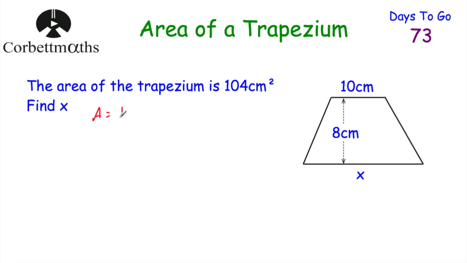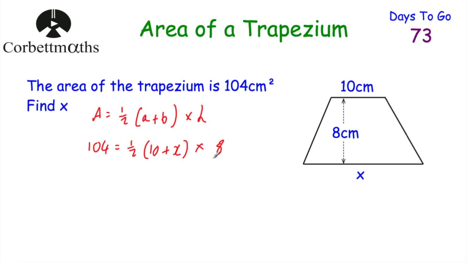The area is equal to half, brackets a plus b, close brackets, multiplied by the height. Let's substitute in what we know. The area is 104 equals a half, then in brackets a plus b, they're the two parallel sides, so we've got 10 plus x, or you could do x plus 10, and then multiply by the height. That's the distance between the two parallel sides, which is 8. Okay, so we want to solve this equation. Now one approach could be to do a half of 8, and that's 4, so you'd have 4 times this bracket and then just divide both sides by 4.